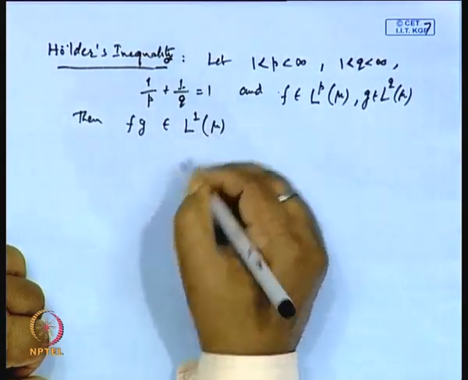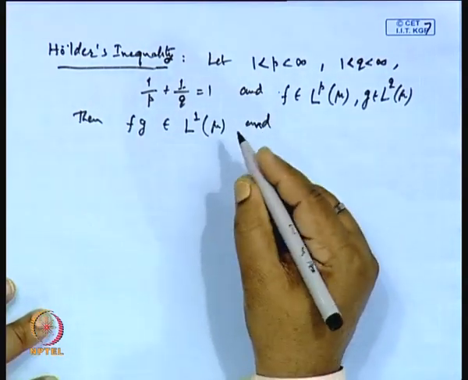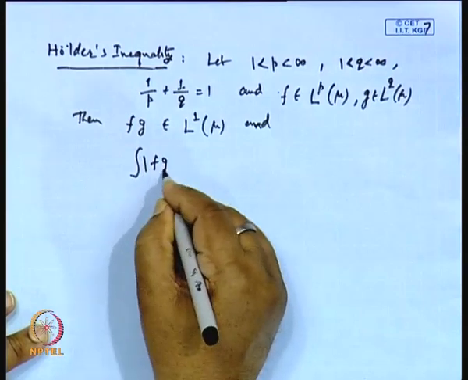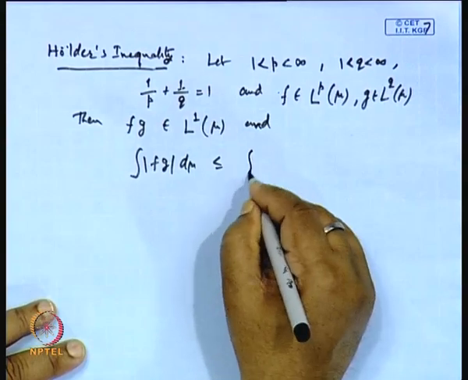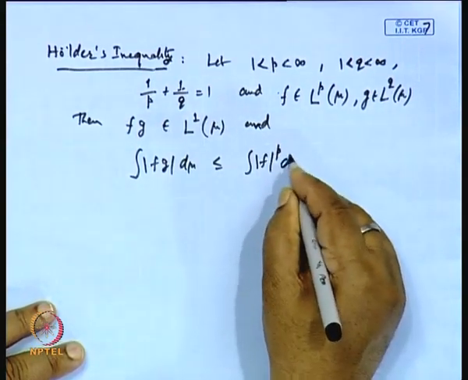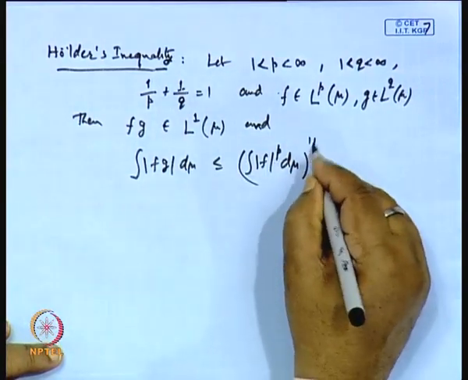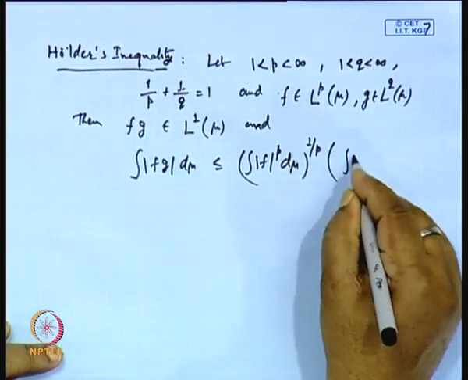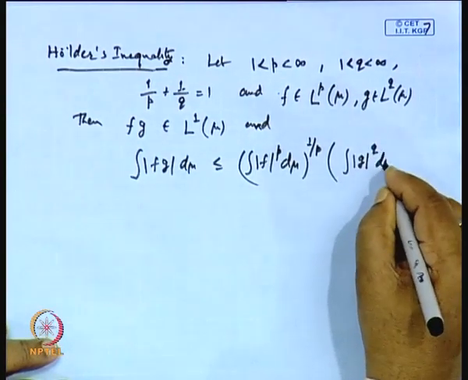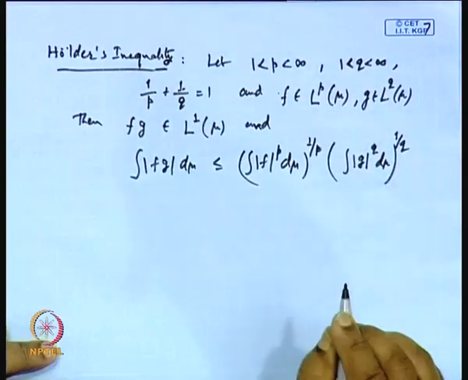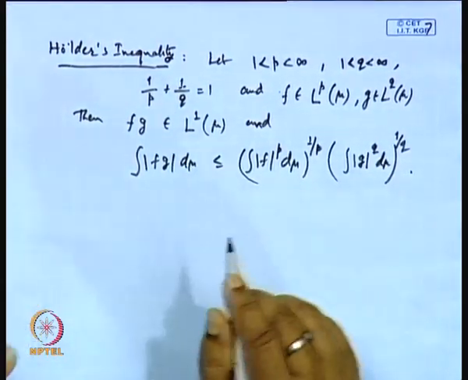L^1(mu), and not only this, it will satisfy this condition that the integral of |fg| d mu is less than or equal to (integral of |f|^p d mu)^(1/p) into (integral of |g|^q d mu)^(1/q). This inequality is known as Hölder's inequality.